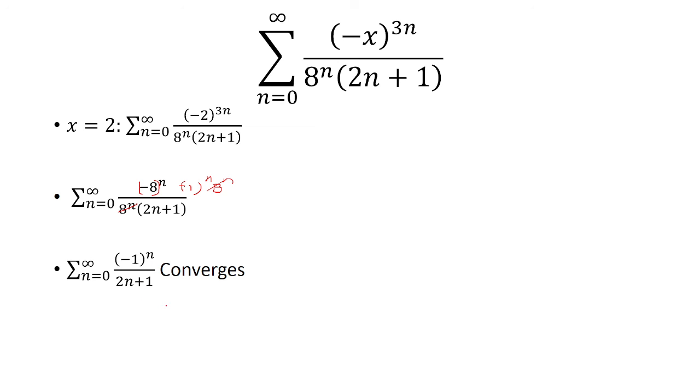and I'm left with negative 1 to the nth power over 2n plus 1. And we know that converges by the alternating series test because this is alternating, the limit goes to 0, and 1 over 2n plus 1 is decreasing. So we conclude to say do not include negative 2, but include 2. And so this is going to be the interval of convergence.